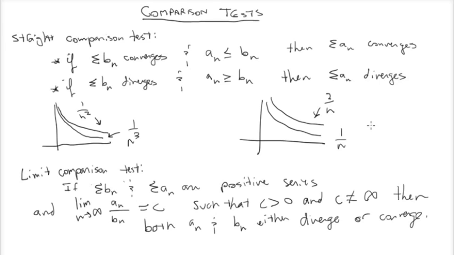And then the limit comparison test says if you've got one series b sub n and another series a sub n, then if we take the limit as n approaches infinity of a sub n over b sub n, and we get some real number that's greater than 0, then a sub n and b sub n will either both converge or both diverge.